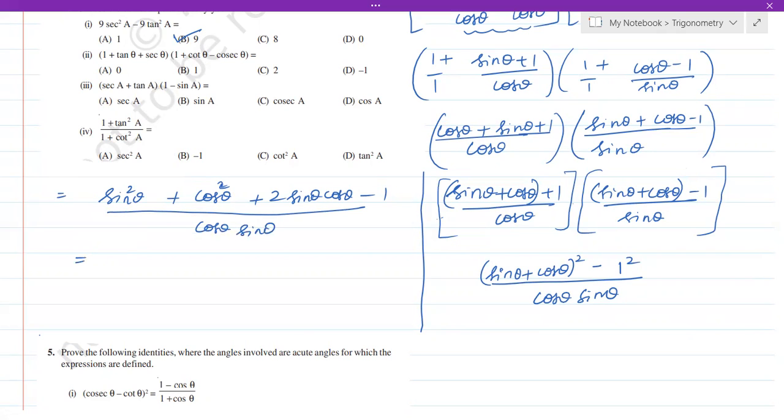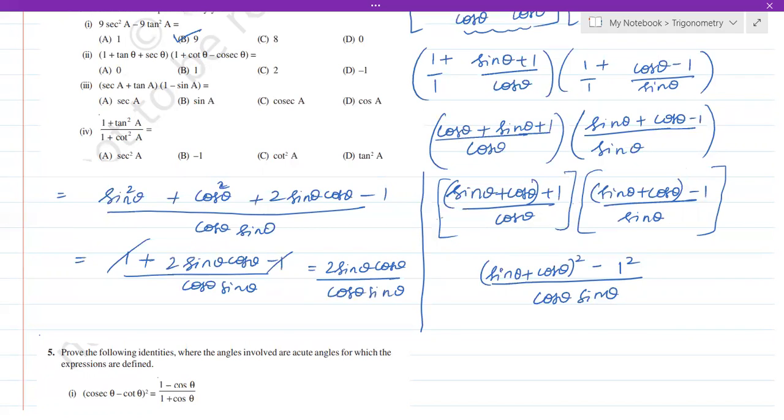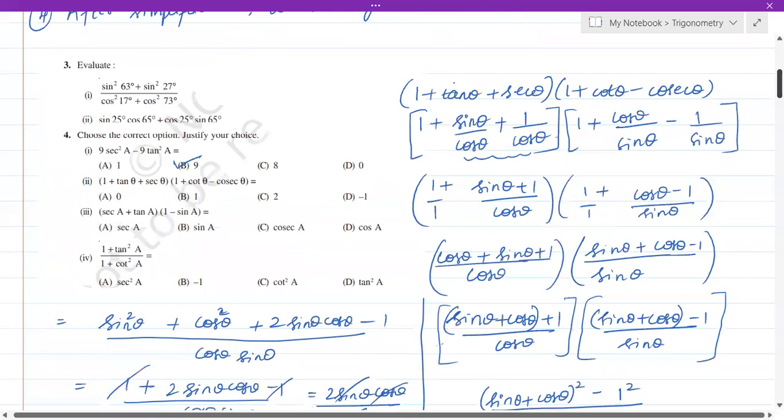Now, if you observe the numerator properly, we have sine square theta plus cos square theta, which is 1, plus 2 sine theta cos theta minus 1, divided by cos theta sine theta. Now plus 1 and minus 1 get cancelled. So we are left with 2 sine theta cos theta divided by cos theta sine theta. Everything is in multiplication, so you can cancel it. Cos theta gets cancelled, sine theta gets cancelled. So we are left with 2. So the correct answer is 2. This is the justification.